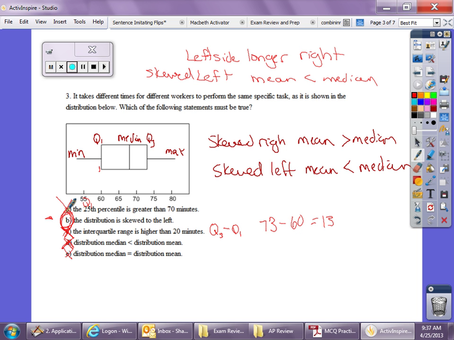Notice I'm taking the time to evaluate each and every statement. I am not simply finding the one that I think is right and moving on. Why is it skewed left? It's skewed left because the left side is longer than the right side.